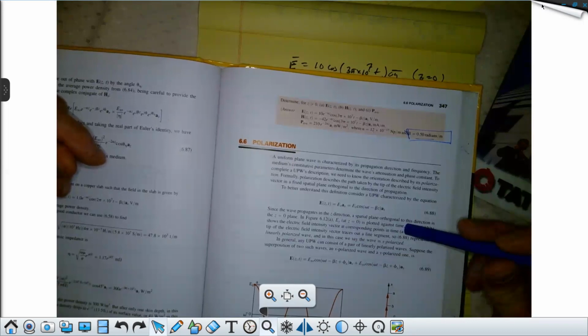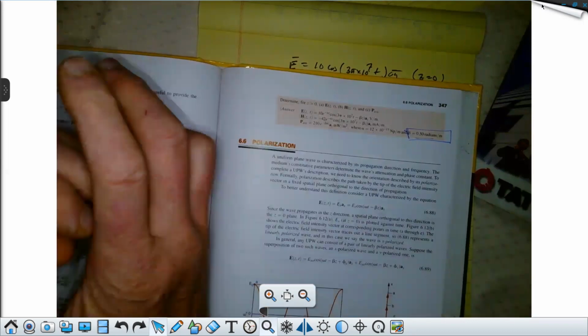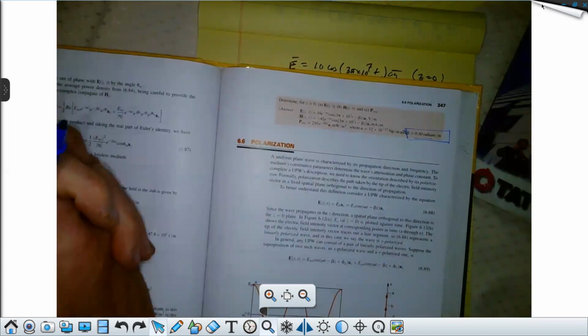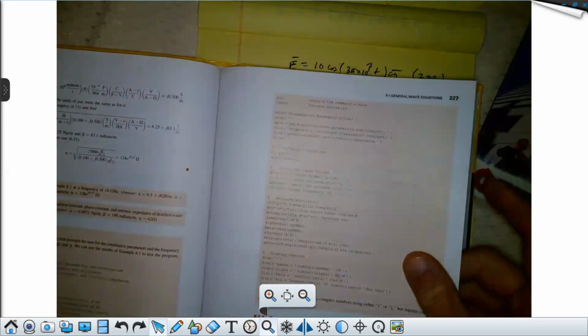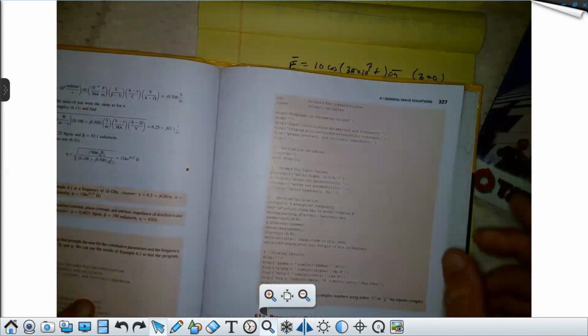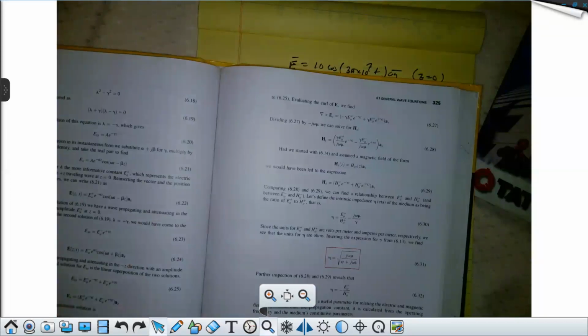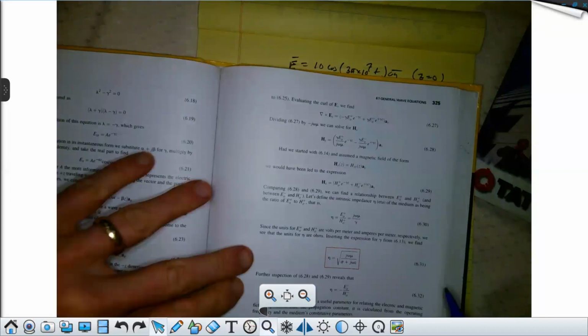Any other questions, guys? You're probably ready to break out of here. Go ahead, William. On page 325, equation 6.32. 325, did you say? Yes. Equation 6.30. Okay, got it, right here.